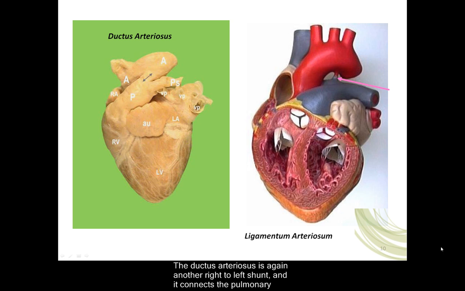The ductus arteriosus is again another right to left shunt, and it connects the pulmonary trunk to the aorta. When the baby starts to breathe on its own, the levels of oxygen within its blood plasma and red blood cells will begin to rise. This increase in oxygen partial pressure is the primary signal to cause the ductus arteriosus muscular wall to vasoconstrict, and with time, no blood flow should be traveling through the ductus arteriosus, and fibrous material should start to be deposited. The ductus arteriosus will turn into the ligamentum arteriosum.